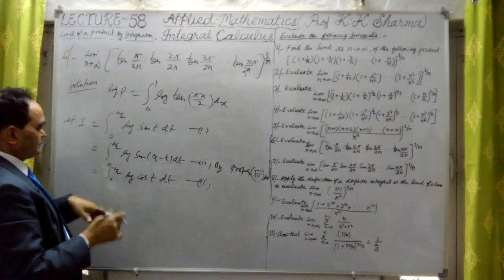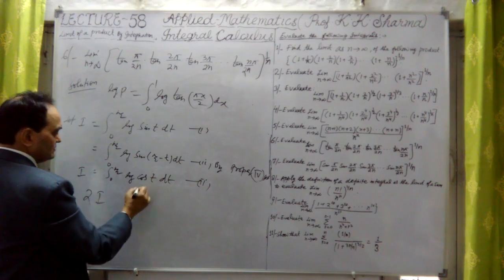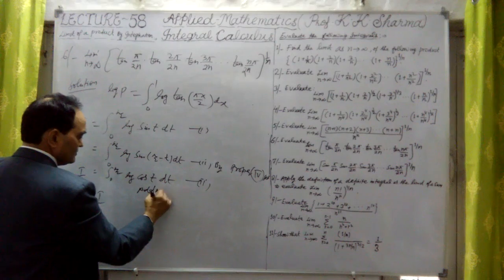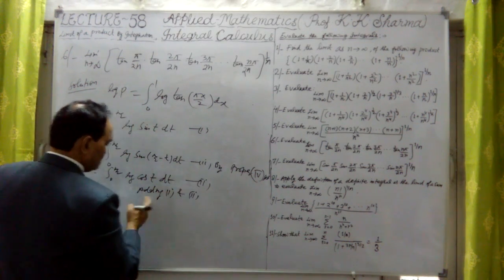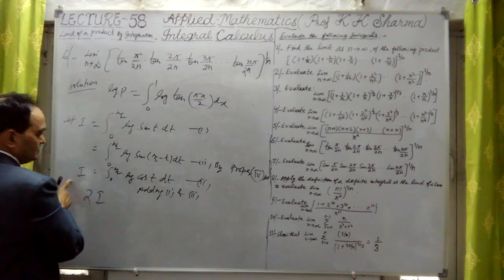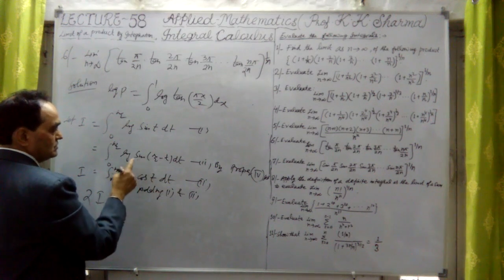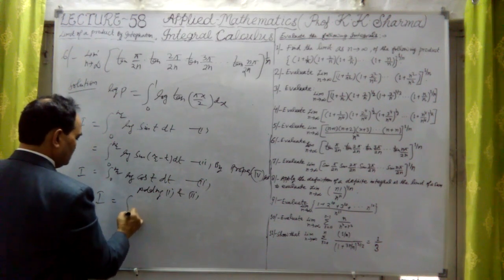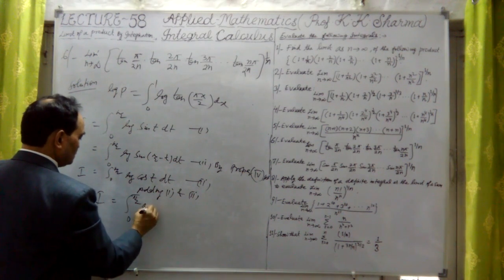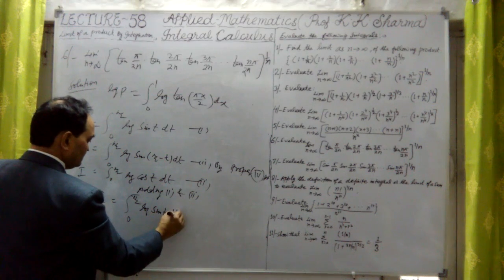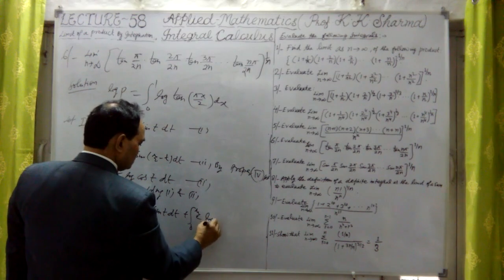If I add the first and second, on the left hand side it will be twice I, adding first and second. I'm just revising this result. Twice I on the left hand side equals these two added up: log sin t and log cos t, integral from 0 to pi by 2 of log sin t dt plus the integral from 0 to pi by 2 of log cos t dt.